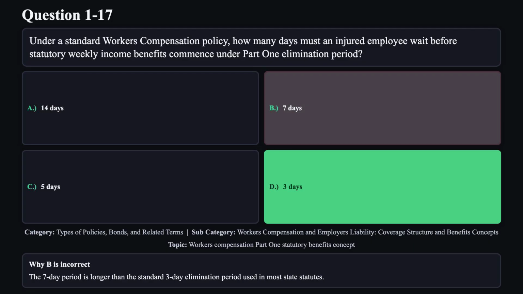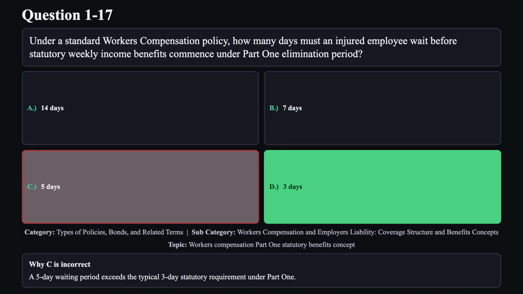The 7-day period is longer than the standard 3-day elimination period used in most state statutes. Reason C is not correct. A 5-day waiting period exceeds the typical 3-day statutory requirement under Part 1.